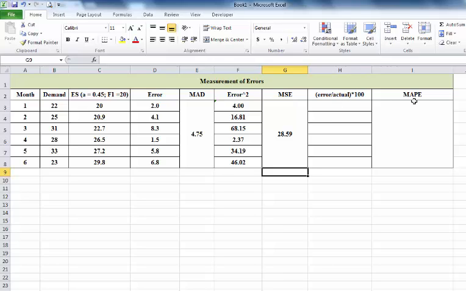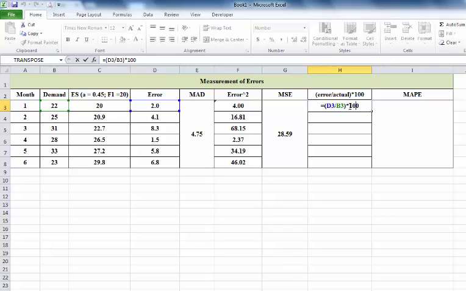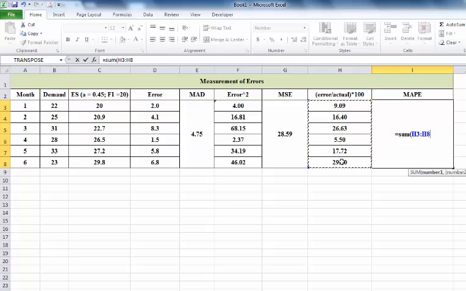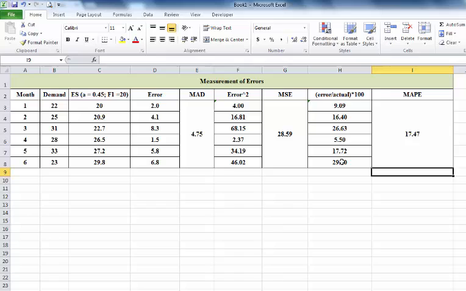Lastly, to calculate your MAPE, the mean absolute percentage error, you would calculate a term, which is error over actual times 100. Right? So it's error, which is my 2. My actual is 22, so 2 over 22 times 100 is really what I'm trying to calculate here. I would copy the formula, and to calculate my MAPE, it's nothing but sum of error over actual times 100 over number of errors.